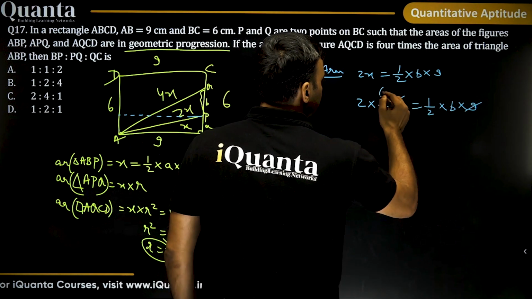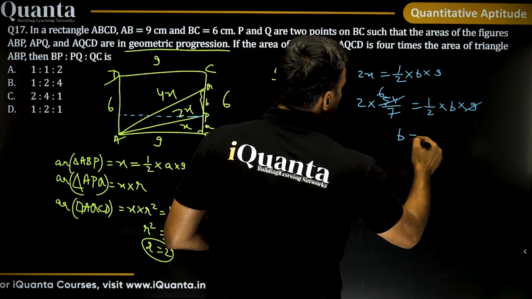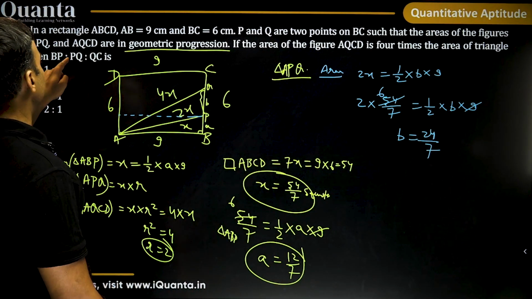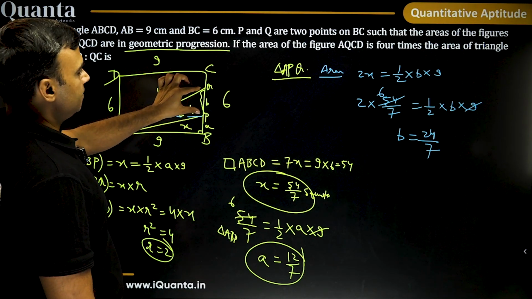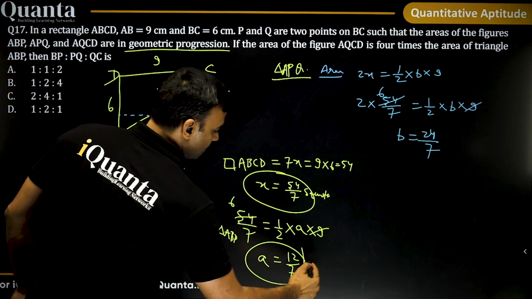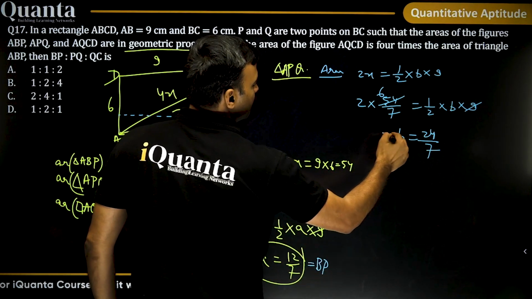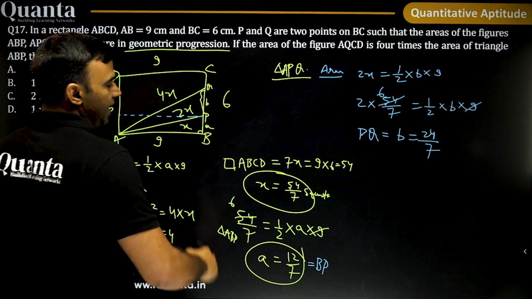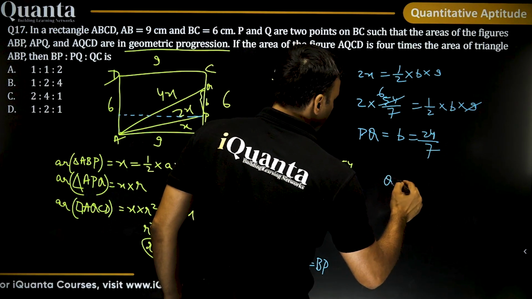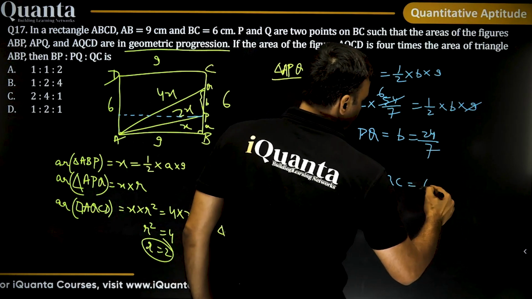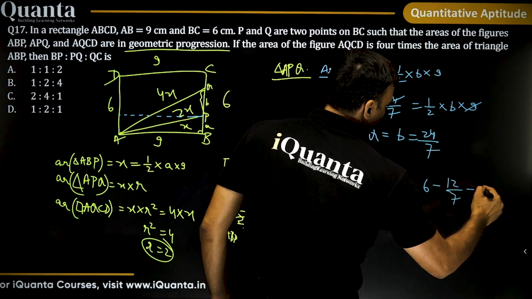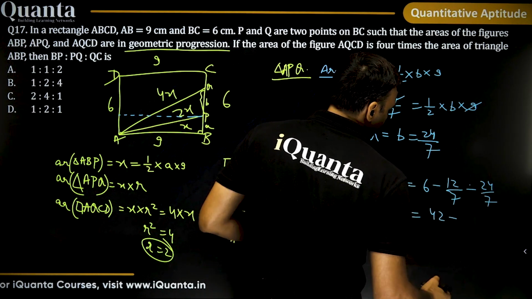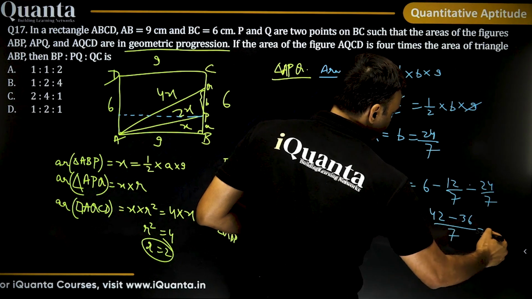So 9, 6, 6 2s are 12, 2s are 24. So B is equal to 24 by 7. We need the length of BP, PQ, QC. So BP is there, PQ is there, right? This A is BP. This B is PQ. And we can find CQ. How will you find CQ? CQ will be 6 minus A and B. So 7 6s are 42 minus 12, 24 and 12 is 36. Divide by 7, that is 6 by 7.